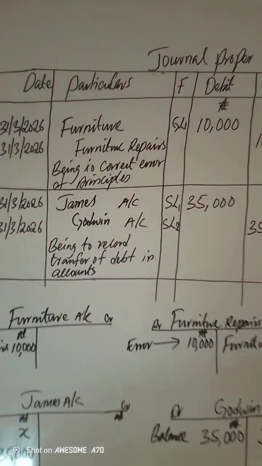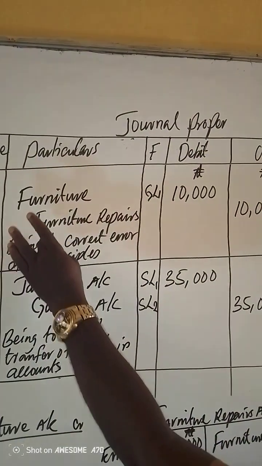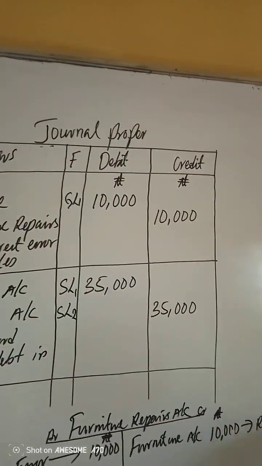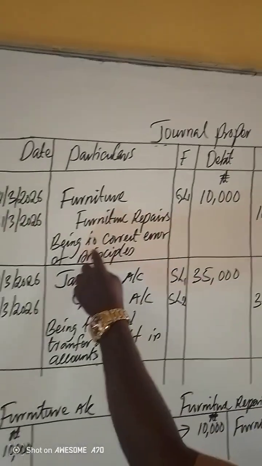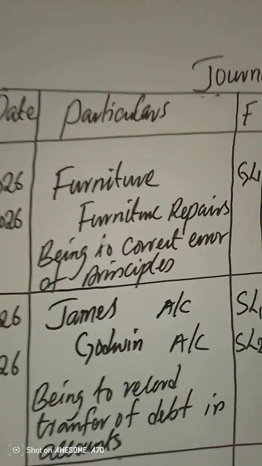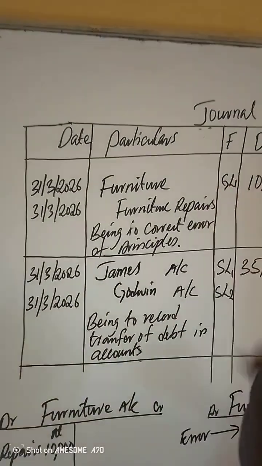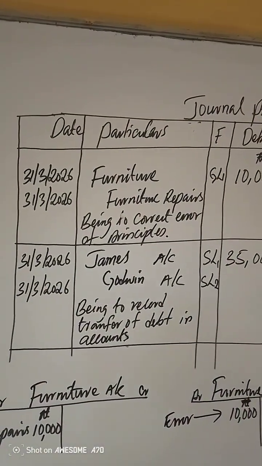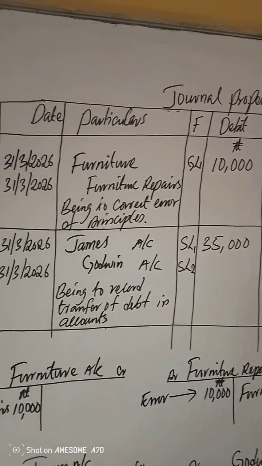correct this error. Here, we are going to debit furniture account 10,000 and credit furniture repair account 10,000. And you must narrate when you are posting in the Journal Proper. I will say, being to correct error of principle. I told you why it is an error of principle. It is an error of principle because a real account has been transferred into a nominal account. Therefore, it becomes an error of principle.